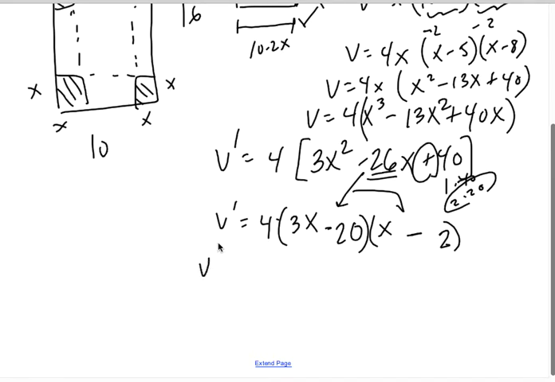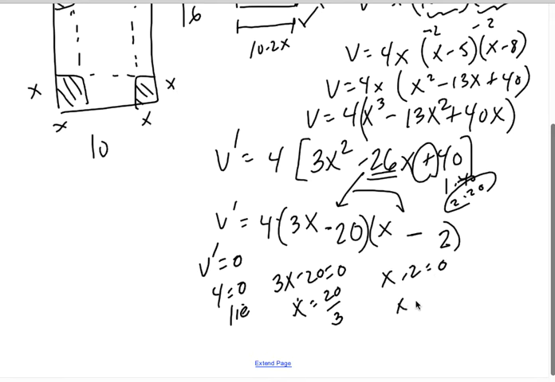So I end up getting that my v prime is 0 when either 4 equals 0, which is a lie, or when 3x minus 20 is 0, which is going to be x is 20 over 3, and we'll talk about whether that makes sense in a sec, and x minus 2 is 0, which is x equals 2.